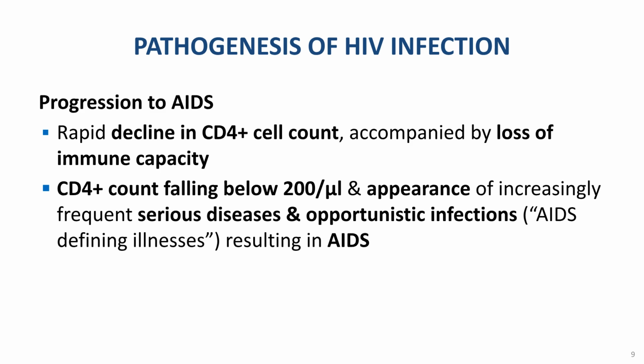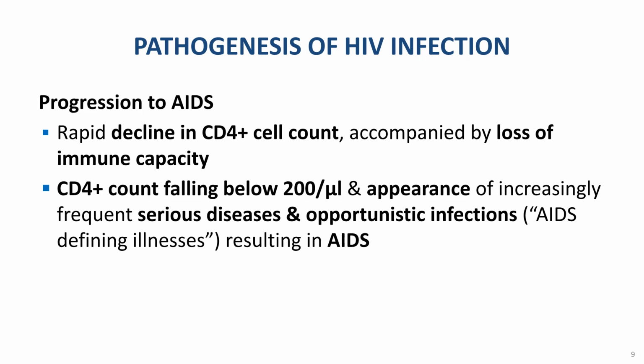The critical threshold is when the CD4 count falls below 200 cells per microliter. To give you context, a healthy person typically has a CD4 count between 500 and 1500 cells per microliter. When it drops below 200, we define this as AIDS, regardless of whether opportunistic infections are present. As the CD4 count declines, we see the appearance of increasingly frequent and serious diseases and opportunistic infections.